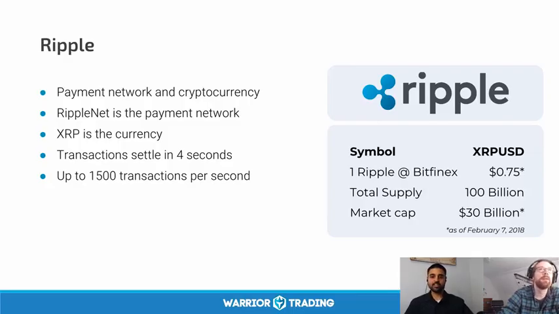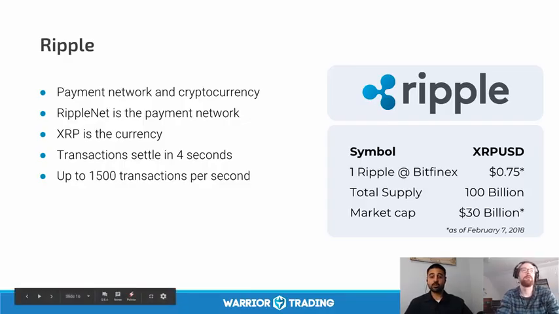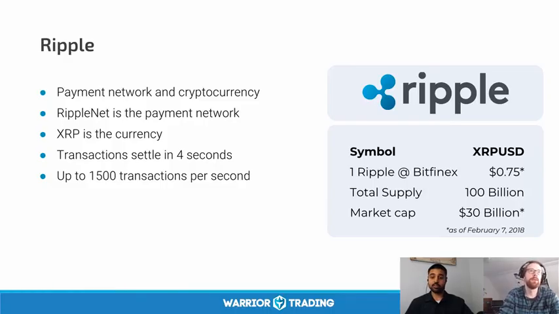So it allows for the transfer of money through what's called the Ripple Net, which is the payment network, and XRP is the cryptocurrency that's used within the payment network. Transactions settle in 4 seconds, whereas with Bitcoin it can take over an hour. Ripple can also handle up to 1,500 transactions per second, whereas Bitcoin only does about 7. So it's a major upgrade in infrastructure over Bitcoin, and it has a very unique application in this financial institution setting.